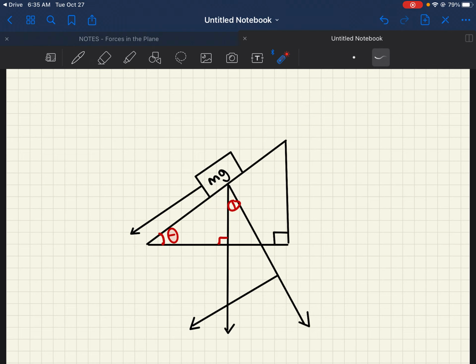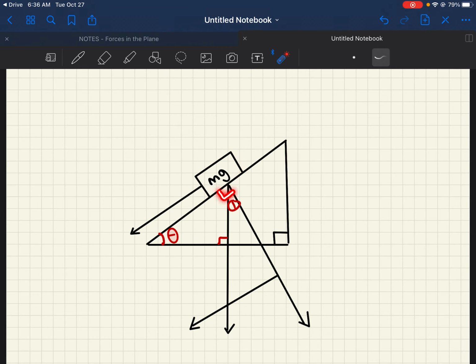So let's say, for example, this was 30 degrees. Well, if this is 30 degrees and we have a 90-degree angle right here, then that means this must be 60 degrees. But if this is 60 degrees and we have this 90-degree angle because we have a perpendicular force right here between the object and the plane.